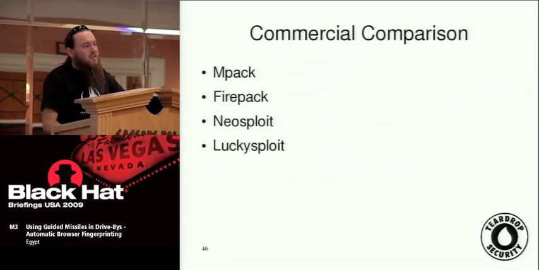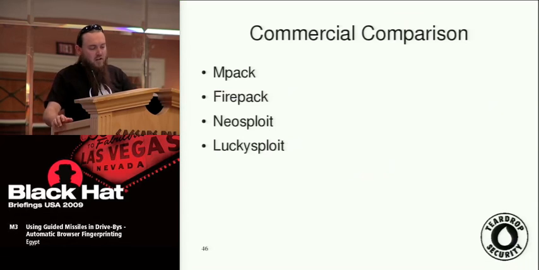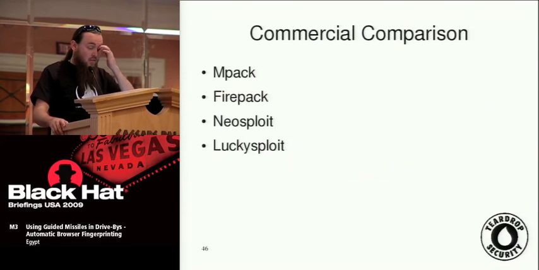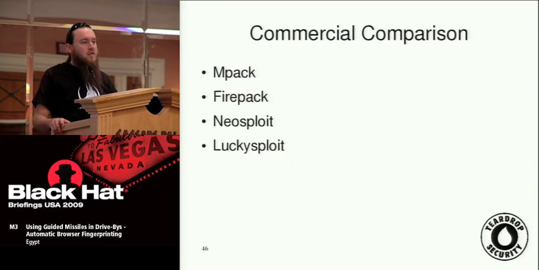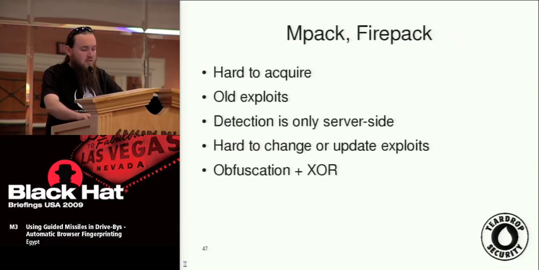So now I'm going to talk about some of the other exploitation packs that are out there. In general, they're good for what they're made for, but I think they suck compared to browser autopwn. And the Russian Mafia may kill me for saying that, but MPack and Firepack are sort of the big players, some of the first exploitation packs that came out on the market. Neosploit and LuckySploit are relative newcomers in the field, and they're fairly advanced. Neosploit and LuckySploit are pretty hardcore, whereas MPack and Firepack, since they were the early guys in the field, don't have as many advanced features, but we'll talk about that later.